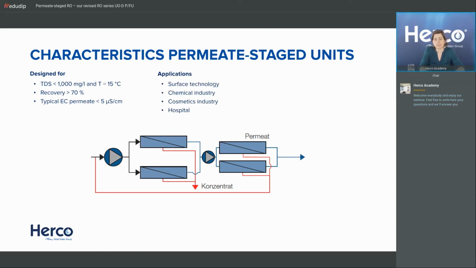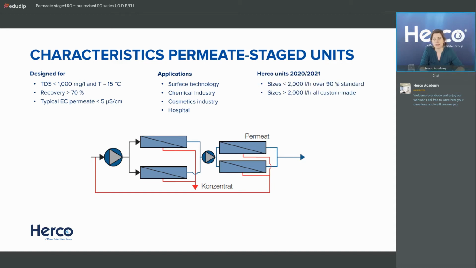We use these units mostly in surface technology, chemical industry, cosmetics, sometimes in hospital applications, usually applications where you need around 5 microsiemens, somewhere between 10 and 1 microsiemens per centimeter.